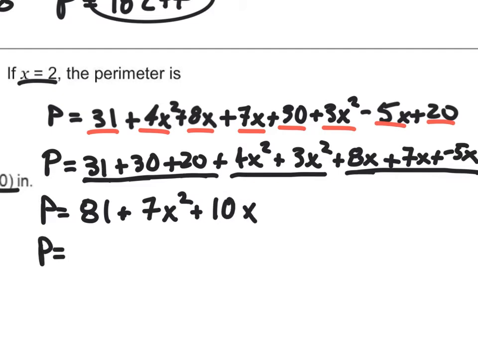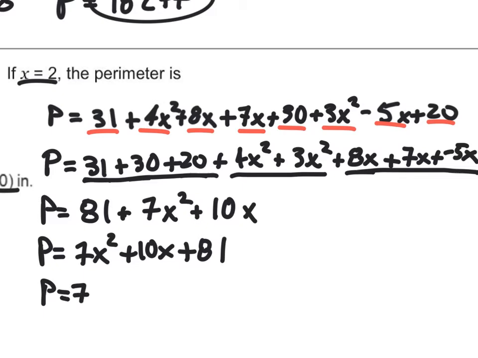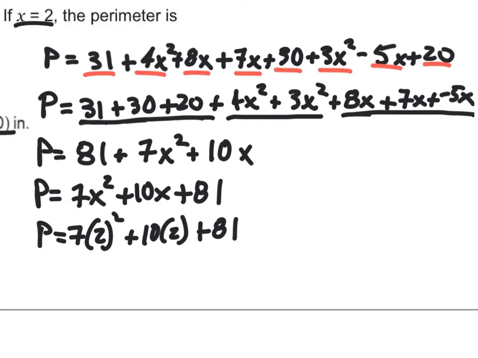Let's put this into standard form. So I've got 7x squared plus 10x plus 81. And so my perimeter then would be 7. Let's plug in 2. So 7 times 2 squared plus 10 times 2 plus 81. So 7 times 2 squared. 2 squared is 4 times 7 is going to give us 28, plus 20 and then plus an 81.